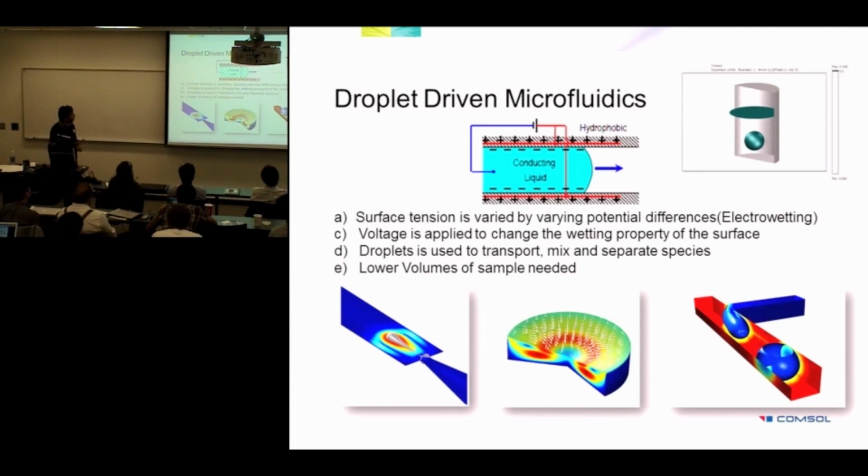Then we have droplet-driven microfluidics. This is very useful because when you are talking about microfluidics, you are talking about low volumes of samples, and that's very critical. So you could use a drop to move or mix two species, and this can be done within the COMSOL Microfluidics module. You could use level set or phase field methods to form the droplets and see how they mix together or how they move throughout the capillaries.